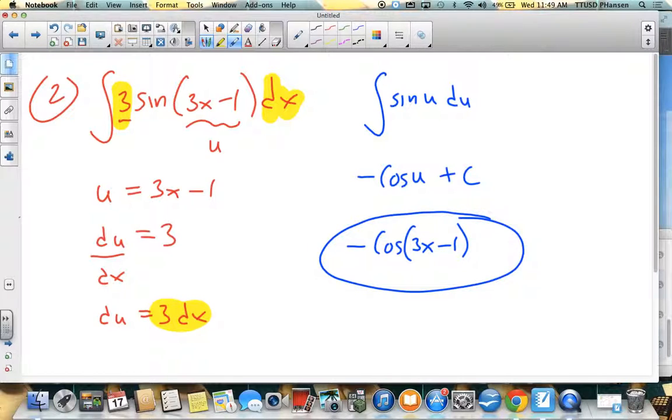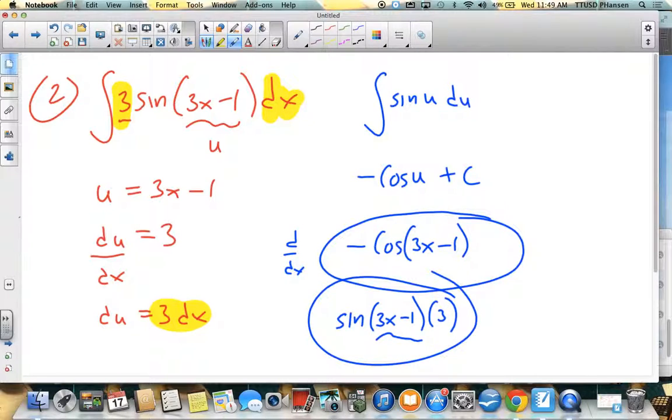Take a quick derivative of that, right, to make sure that I'm right. And the derivative of cosine is negative sine, therefore the derivative of negative cosine is positive sine. Sine of 3x minus 1 multiplied by the derivative of what's inside. This is trigonometric chain rule, right? Multiplied by 3, and then I can tell right now that that matches my original problem. So this answer that I got is correct.